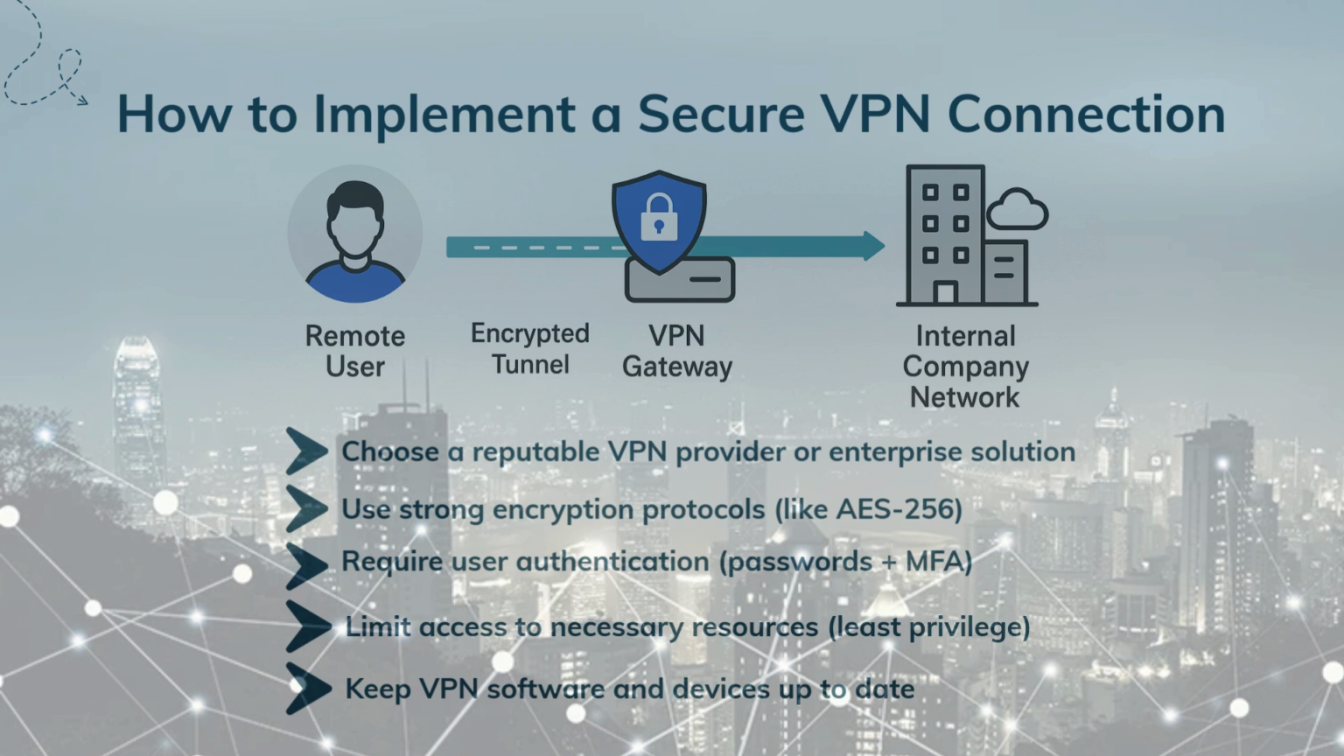Then comes authentication. Don't rely on just a username and password. Use multi-factor authentication, or MFA, to add an extra layer of protection. You also want to follow the principle of least privilege. That means users should only have access to the systems and data they absolutely need, not the entire network. And finally, keep everything up to date. That includes the VPN software itself, but also the devices connecting to it. Security patches are crucial for blocking known vulnerabilities.